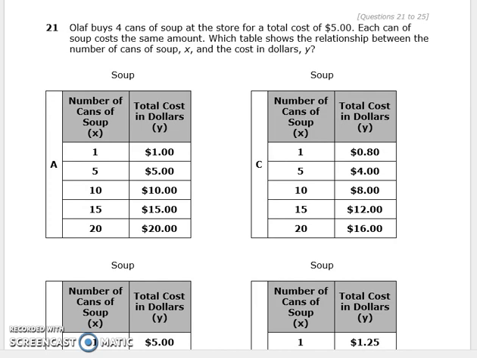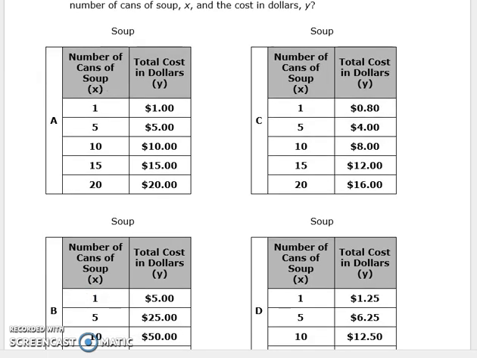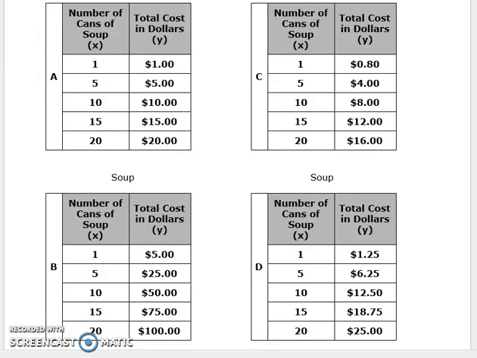Number 21. Olaf buys 4 cans of soup at the store for a total cost of $5. Each can of soup costs the same amount. Which table shows the relationship between the number of cans of soup, X, and the cost in dollars, Y? A, B, C, or D?